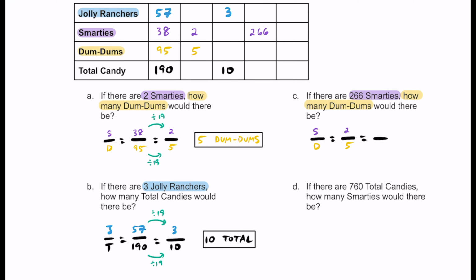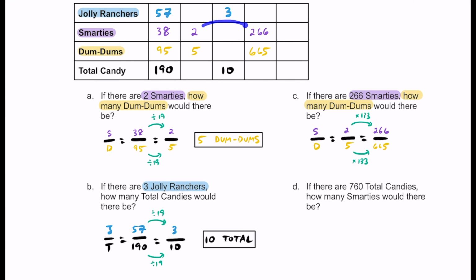And then let's set this up. We have 266 Smarties, so 266 is going to go on top. Looks like 2 is going to go into it because it's even. Now half of 266 means that should be just 133. And then on the bottom, we just have to do 5 times 133. Okay. Now if you need to do that multiplication, feel free to do so. I think that's going to be 665, if I'm not mistaken, 665.